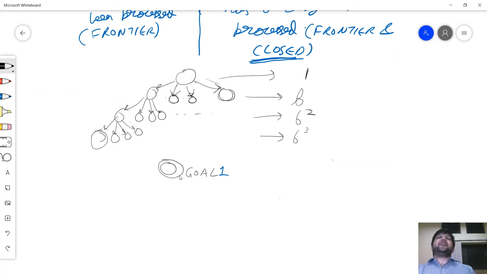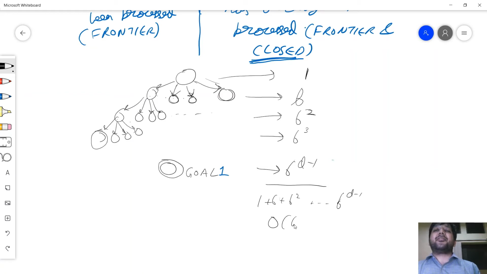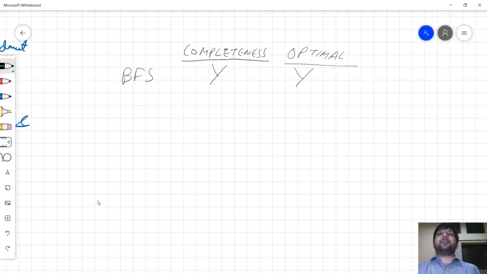And finally, let's say I was so unlucky that when I was processing depth D, the goal was the last node. Had there been one more node, it would have gone in depth D plus 1. The luckiest case is when I process depth D and the first node found is the goal. Sum this up: it's a geometric progression, 1 plus B plus B square, up to B raised to D minus 1. The complexity comes out to be B raised to the power D, which is the complexity of breadth first search.